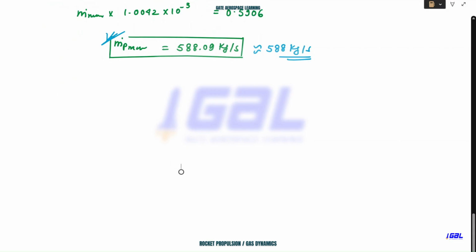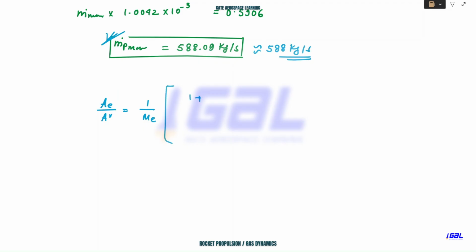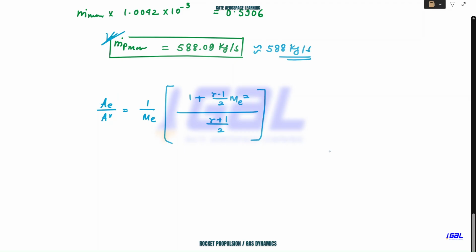So what formula comes to your mind if they are asking you to calculate the exit area? The area Mach number relation will help you calculate the exit area of the nozzle. How? Because every piece of data is given in the area Mach number relation. So let me write this: A by A star equals 1 by M e. So now you will appreciate why I was talking about gas dynamics. Right? Now every data is given.